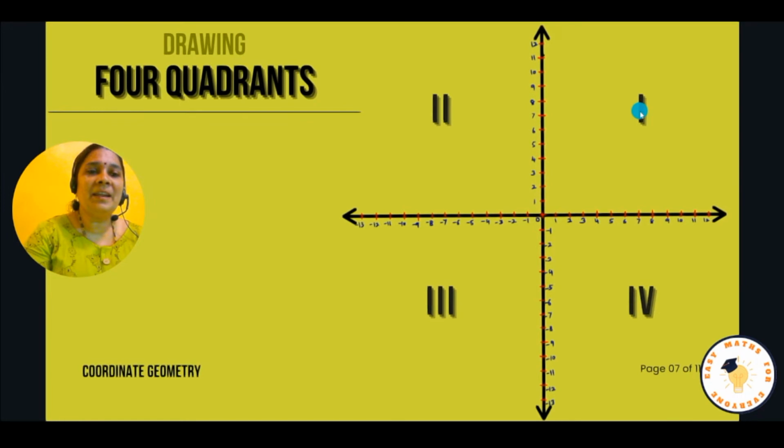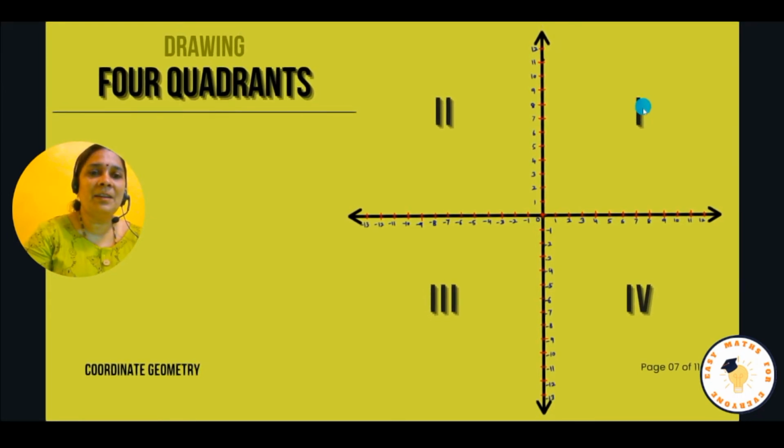The top right is called the first quadrant and the top left is called the second quadrant and the bottom left is called the third quadrant and the bottom right is called the fourth quadrant. How do we plot the points on the Cartesian plane? Before doing that, we should know about an ordered pair.